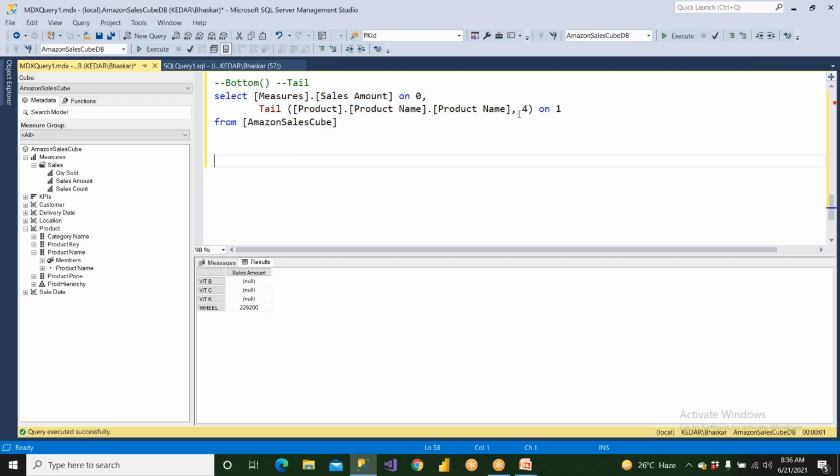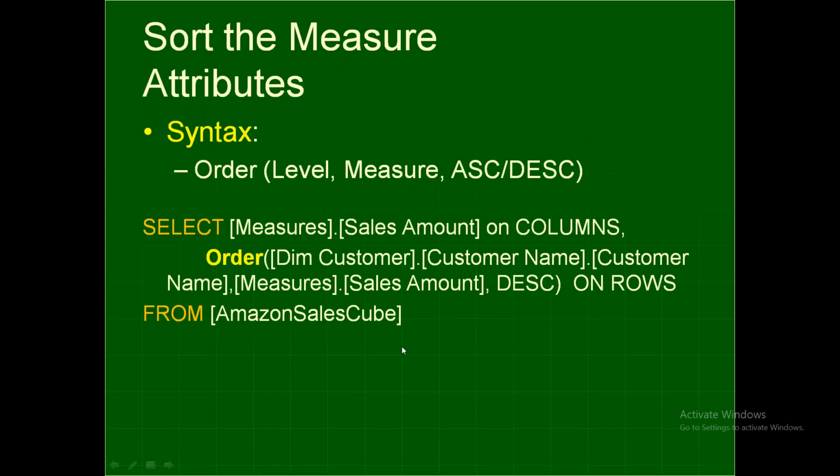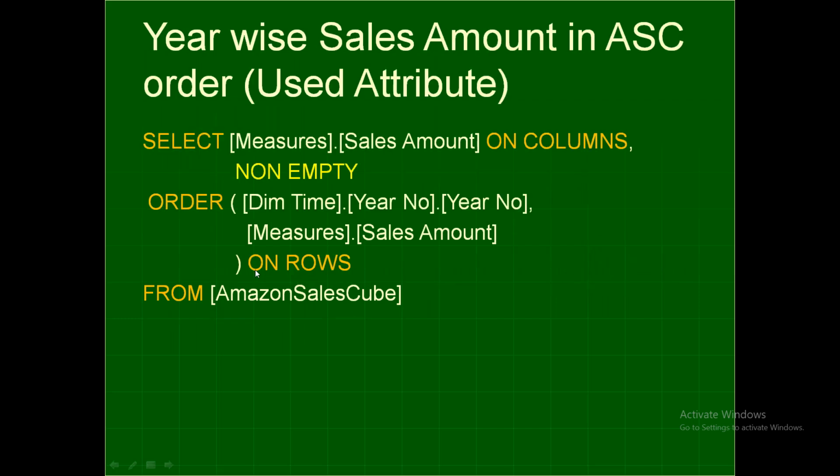Clear? If you remove four, a lot of products will get displayed. But the last four products are these four. Clear? But I wanted to have not like this. I want the top five products based on the sales amount. Clear? So sort the measure and also get the top five products. That is what I would like to have.